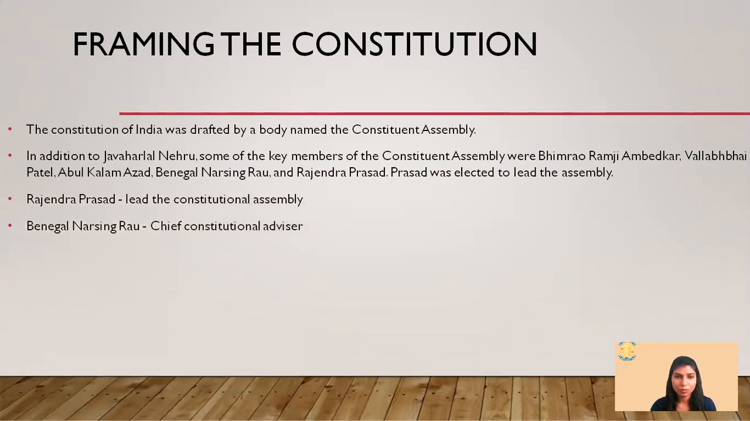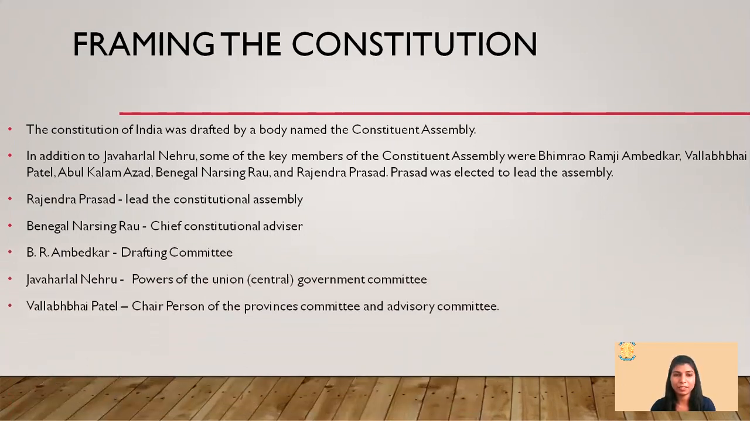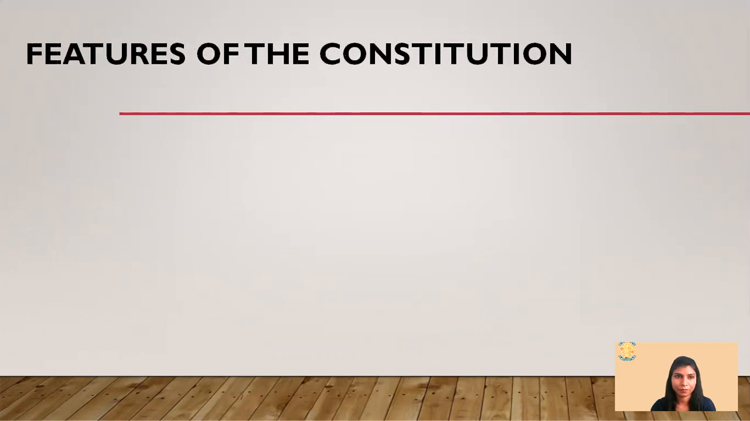Benegal Narsingh Rao was the chief constitutional advisor. B.R. Ambedkar led the drafting committee. Jawaharlal Nehru represented the power of the nation, the power of the union or central government committee, and Vallabhbhai Patel was the chairperson of the province committee and advisory committee.